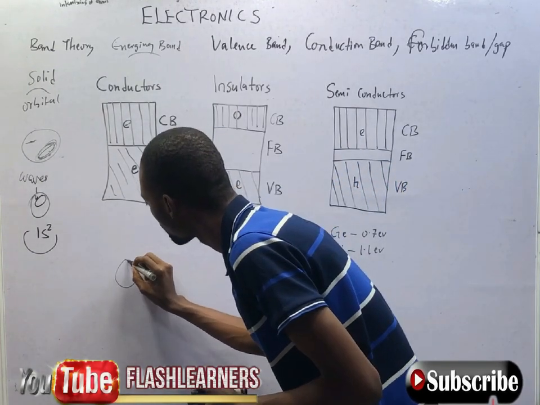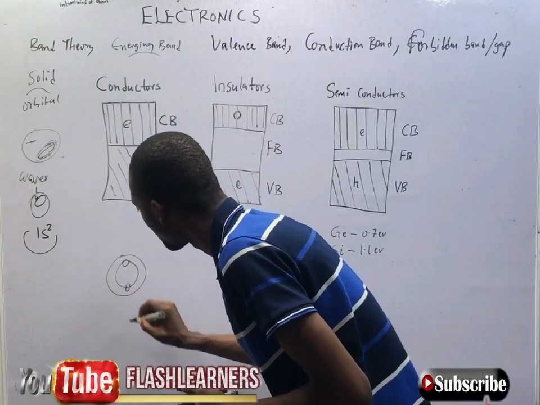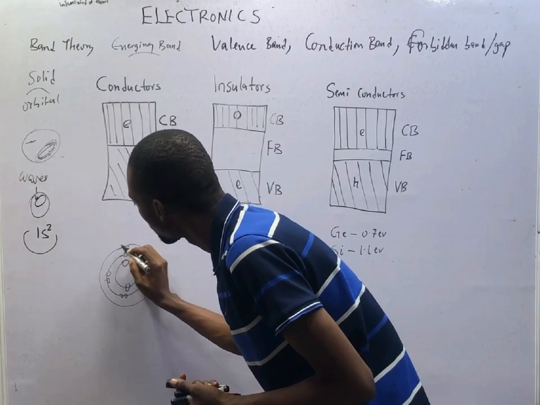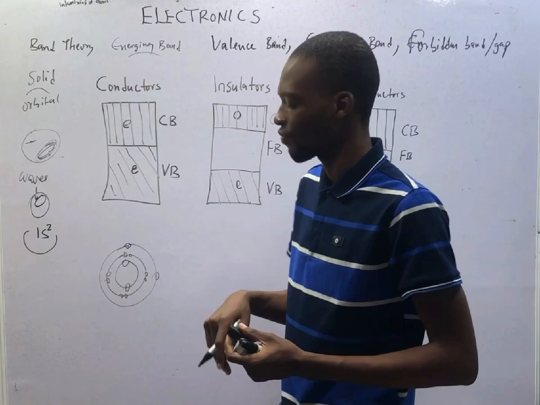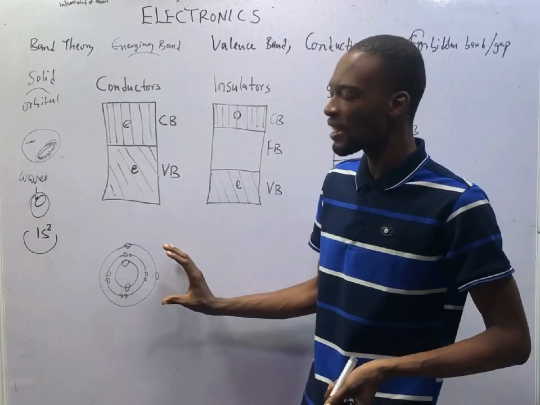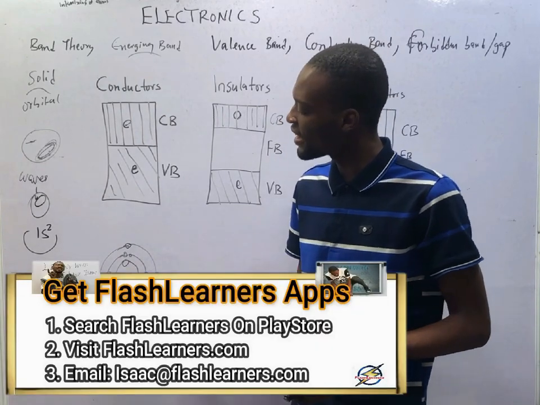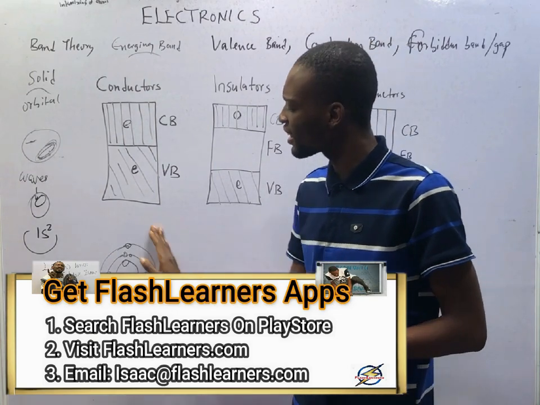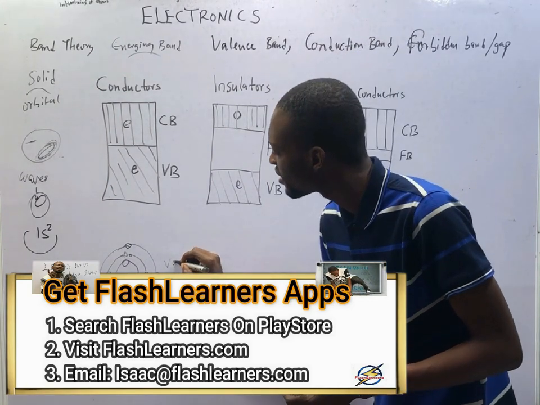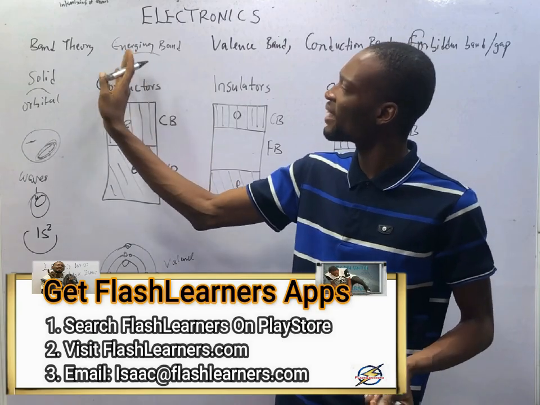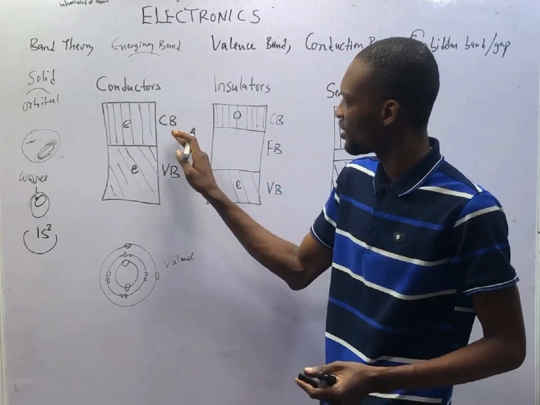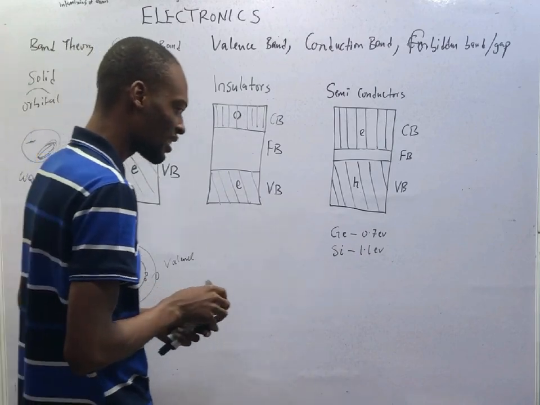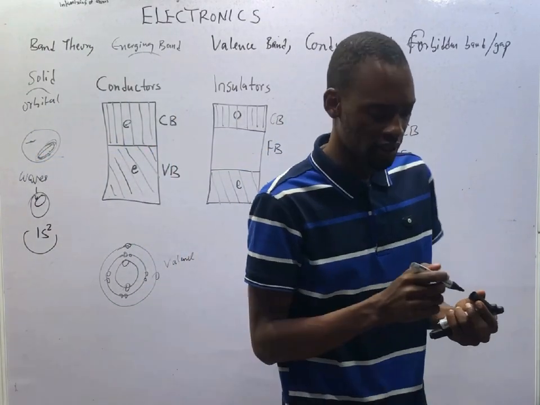If you have this atom like this, you look at something. This atom or this element has 12 electrons: 2 here, 8 here, 10, and 2 in the outermost shell. Now, this electron in the outermost shell of an atom is referred to as valence electron, which means the energy band that contains valence electron is the valence band. So these are electrons in the outermost shell. Hope you understand that. Let's go to conduction band.